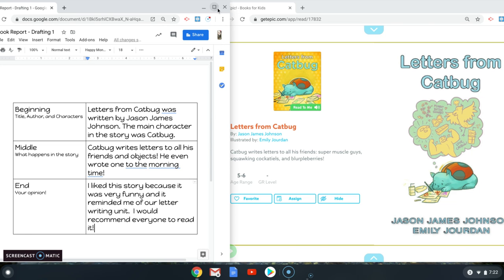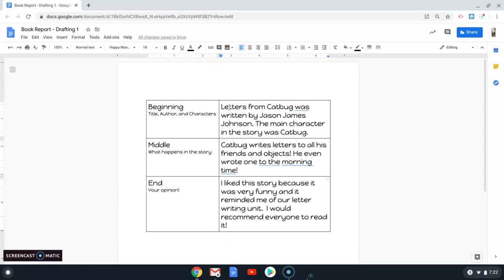Now I'm going to make my screen a little bit bigger. So I have Letters from Catbug was written by Jason James Johnson. The main character in the story was Catbug. Catbug writes letters to all of his friends and objects. He even wrote one to the morning time. I liked this story because it was very funny and it reminded me of our letter writing unit. I would recommend everyone to read it.